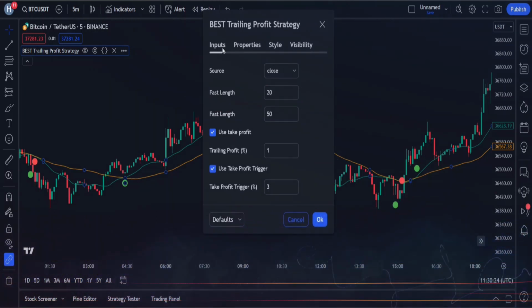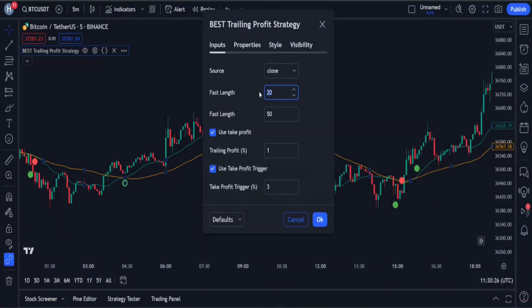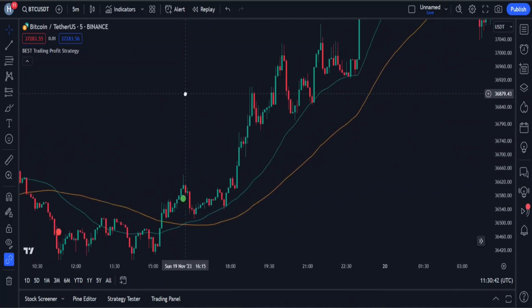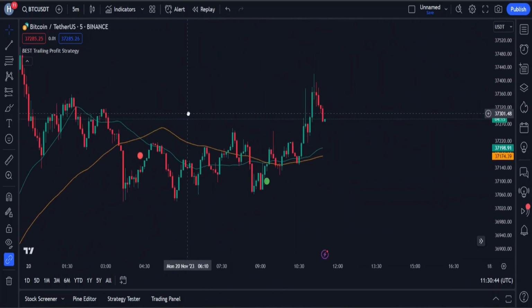After this, we will access the input section. And in this, we have to change the value of fast length 1 to 35 instead of 20, and fast length 2 to 75 instead of 50. And these are going to be all the changes we will be doing for this indicator. We will see how we read this indicator later in the video.